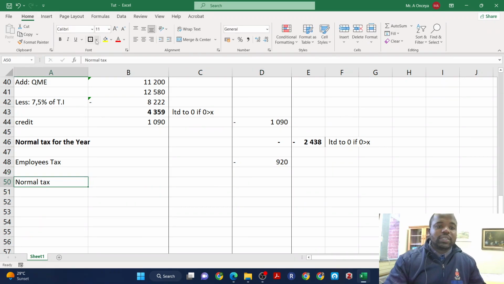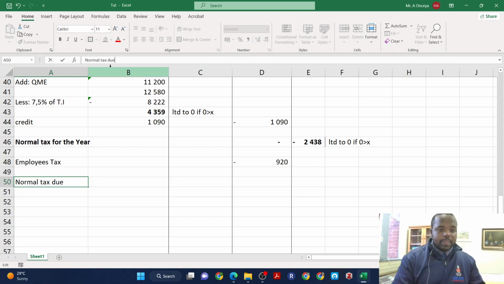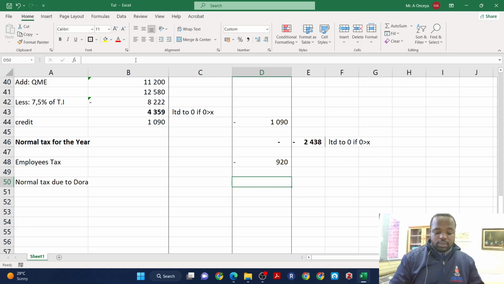So the normal tax due to Dora. Why is it due to Dora? Because she's going to be given a refund. Why is she getting a refund? Because she is not supposed to pay tax for the year. Her normal tax for the year is 0. She doesn't owe SARS anything, but she has already paid SARS in terms of employees tax 920 rands. So she must get the 920 rands back. So that's why the normal tax is due to Dora from SARS.